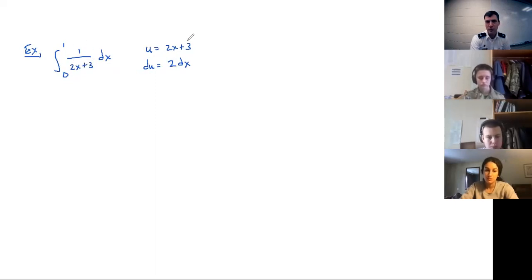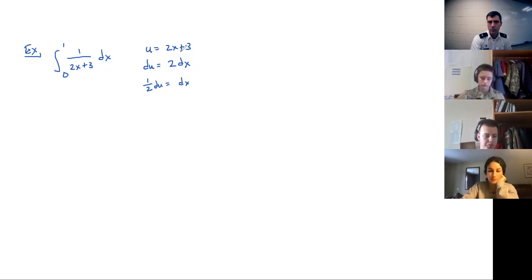U is 2x plus 3, du is 2dx. And then I look at this and say, can I handle this? Or did I make a mistake somehow? Does it somehow not work? In this case, this works just fine. I can handle this. I see a dx, I don't see a 2dx. And again, there's ways of handling this. The way that I handle it is to say, well, 1/2 du is the same thing as dx.